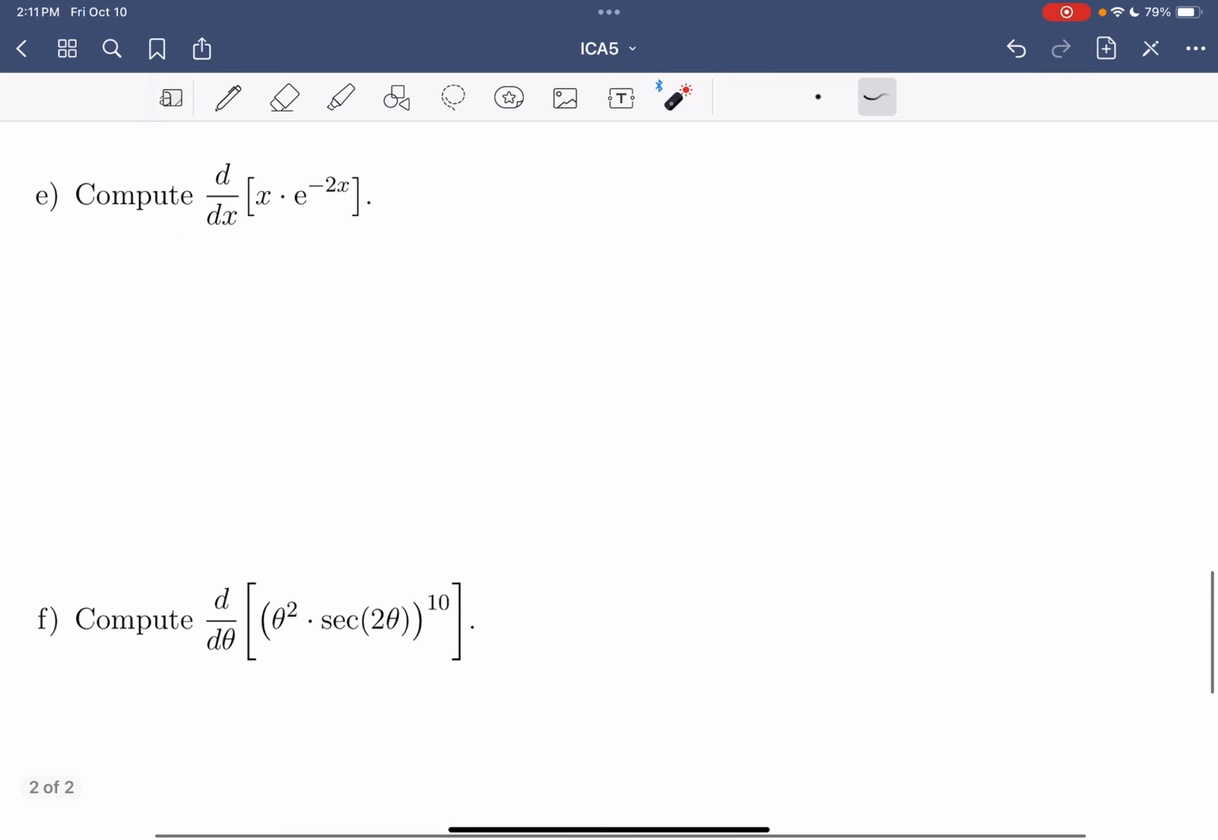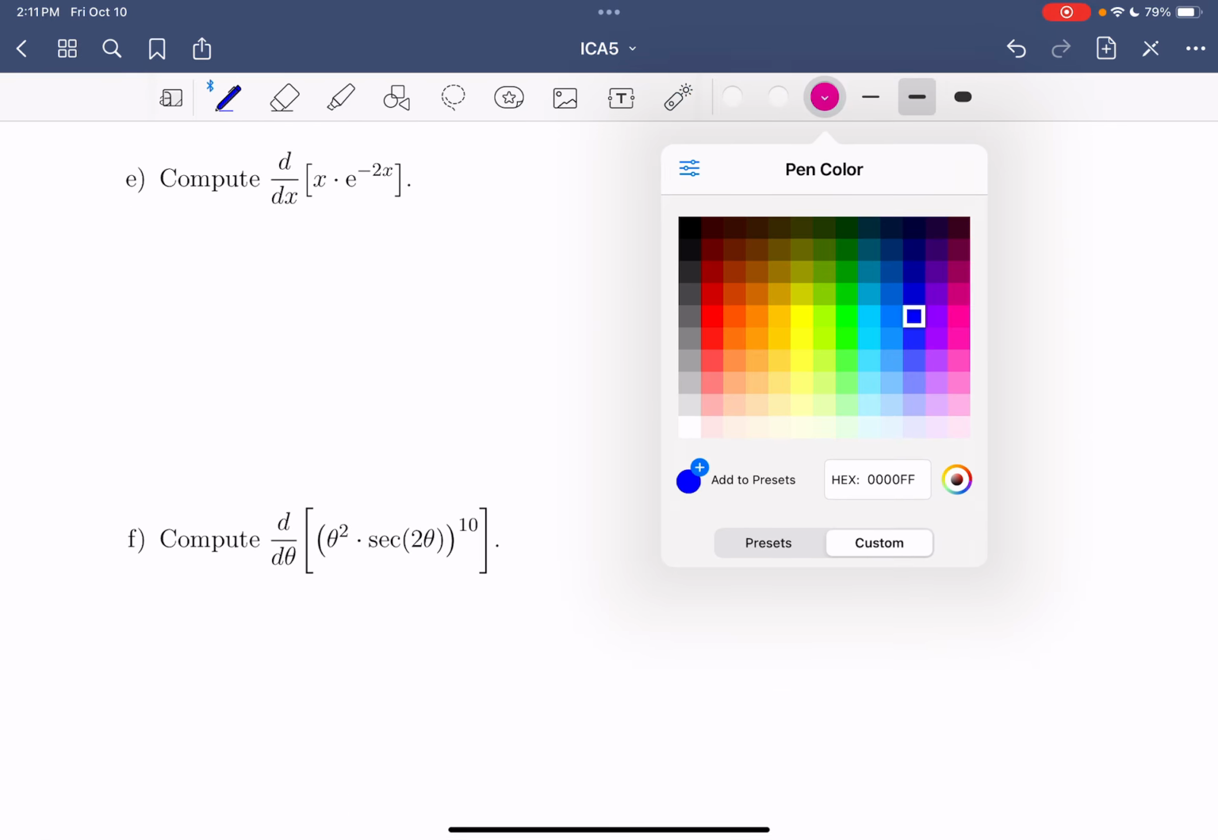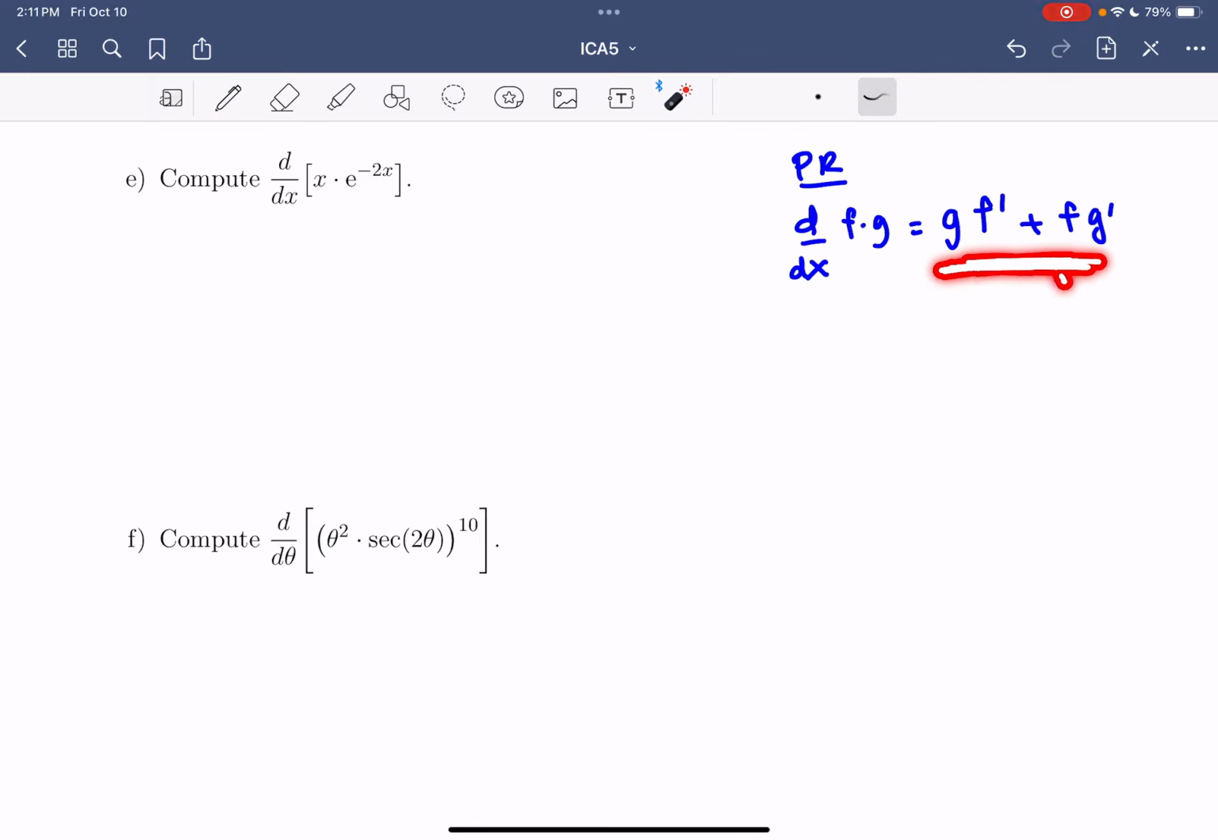So let me remind you of what the product rule says, okay? The product rule goes: I'm going to find the derivative of f times g. I do the second one times the derivative of the first one plus the first one times the derivative of the second one. The order doesn't really matter here because you are multiplying and adding, but I like to stick to this order because it's the same I use for the quotient rule, okay?